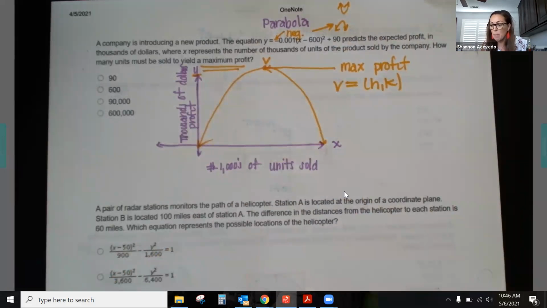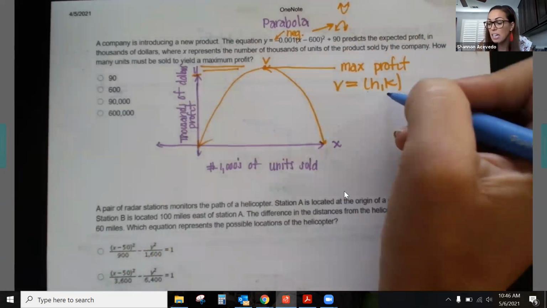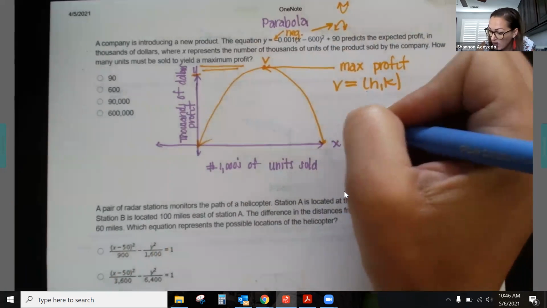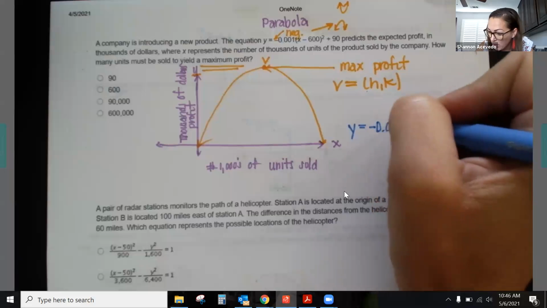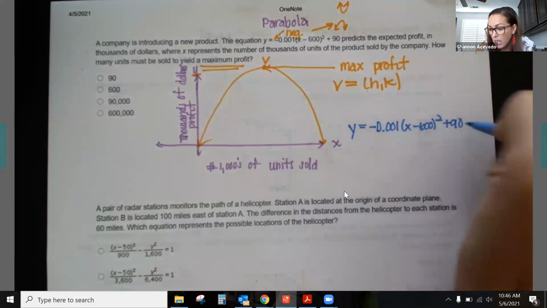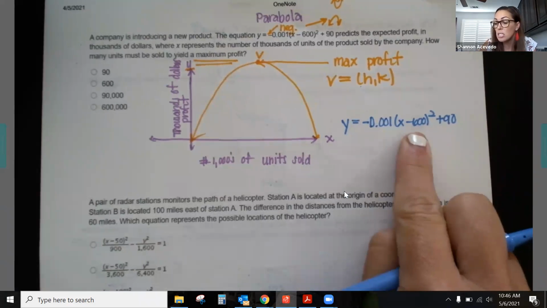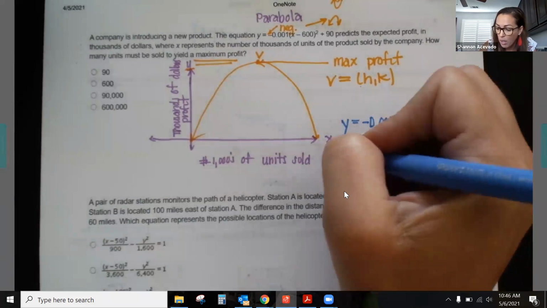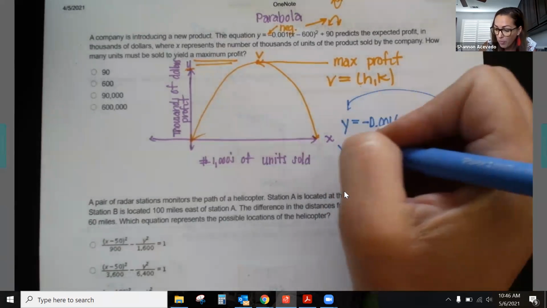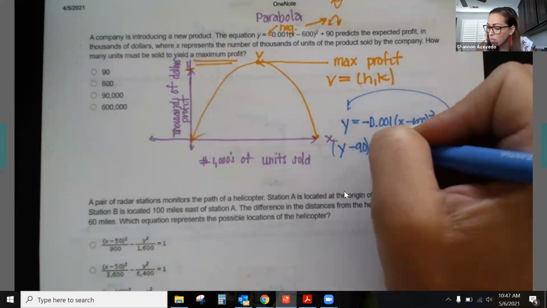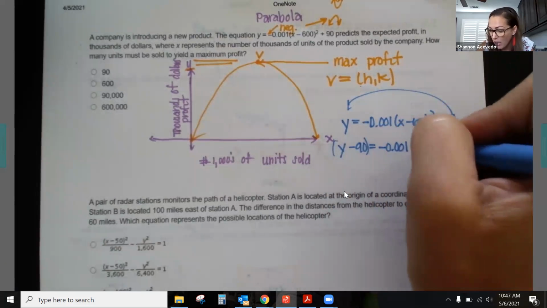So how do I figure out that max profit? Well, I just look at the equation they gave us. Can I identify my h and my k value? So I have y is equal to negative 0.001 times (x minus 600) squared plus 90. When you look at it like this, this is my h and this is my k. This negative is part of it, but maybe you're more familiar with it written this way: y minus 90 is equal to, and we put our parentheses like that. Sometimes it's easier to identify your (h, k) this way.